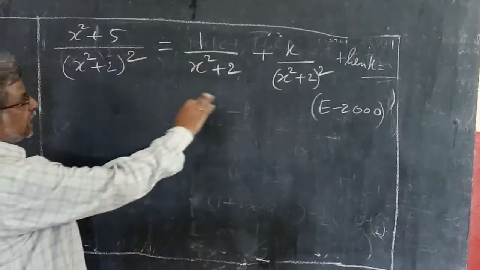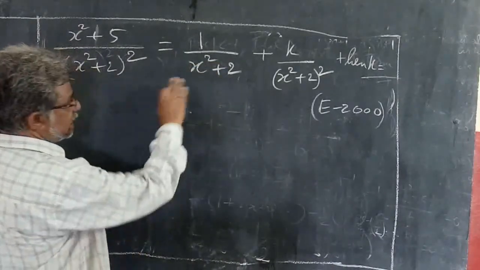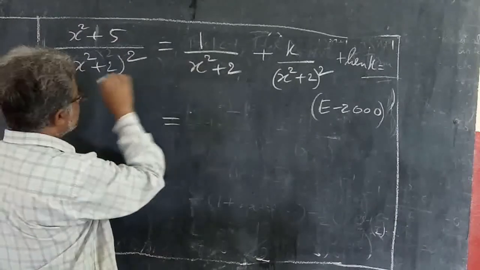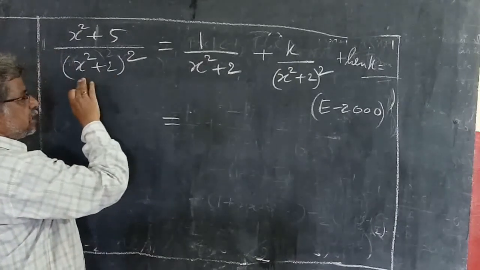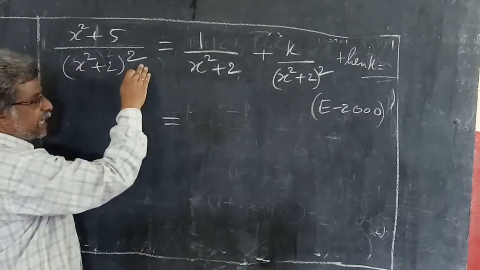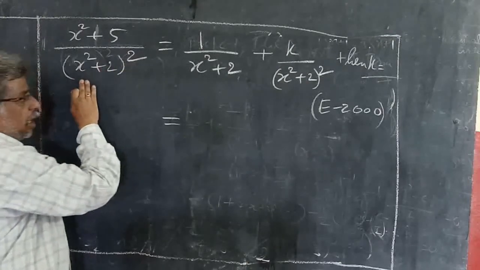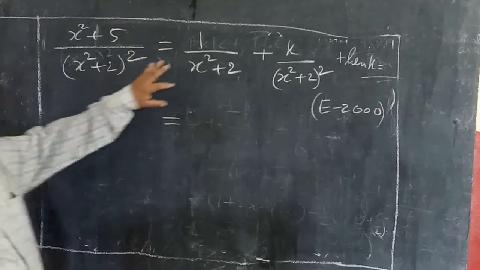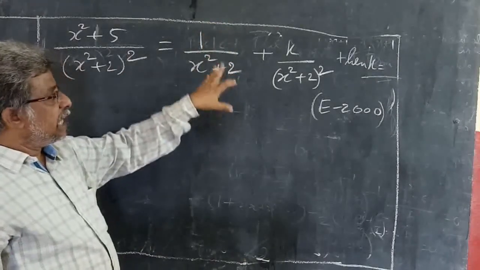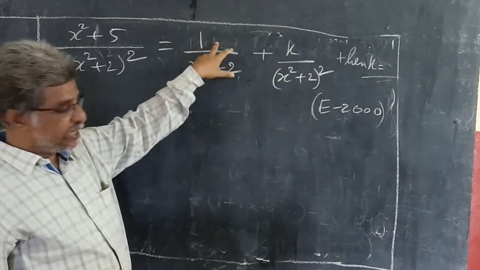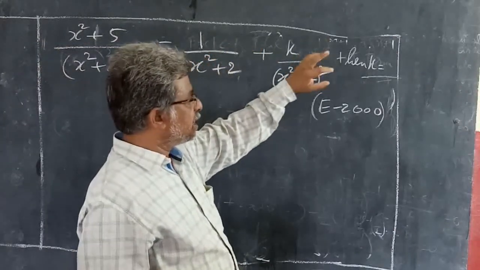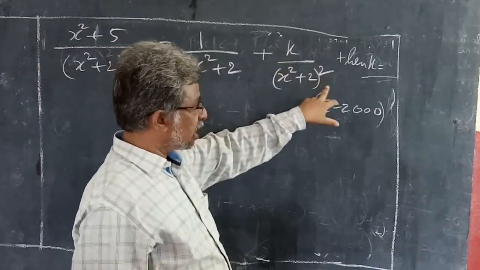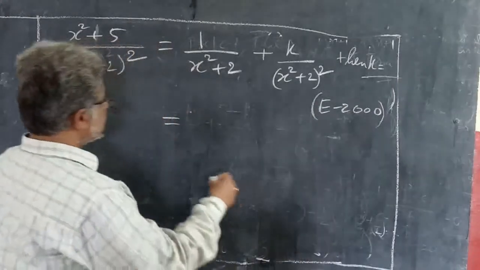So you can take LCM. It is directly giving partial fractions as non-repeated. This is an irreducible repeated quadratic. That's why you need to take Ax plus B by. So A is 0, B is 1 is given. Here Cx plus D by. So C is 0, D is k is given. Find k.